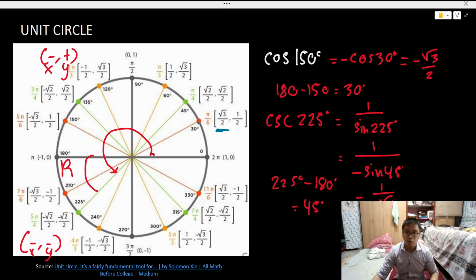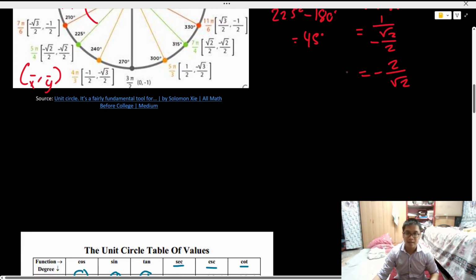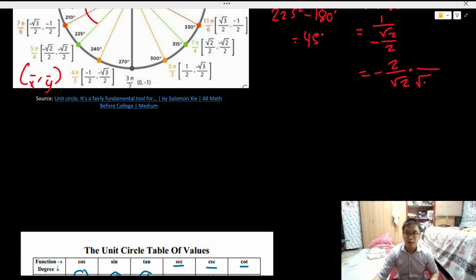So you have 1 all over negative square root of 2 all over 2, which is negative 2 all over square root of 2. Or we can simplify the answer. We will have square root of 2 on both sides. Multiply it, you will have negative 2 square root of 2 all over 2. And divide negative 2 by 2, you have negative square root of 2.